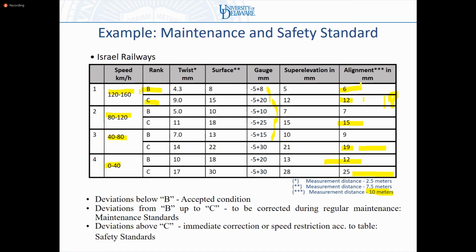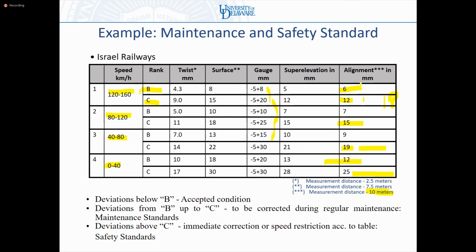Amtrak's geometry car goes at 200 kilometers per hour. The SNCF track geometry car goes at 250 kilometers per hour. You can do a lot of measurements, and for your higher speed track, your main track, you want to test frequently. Yes, understandable.